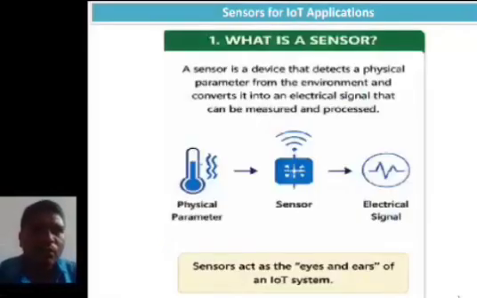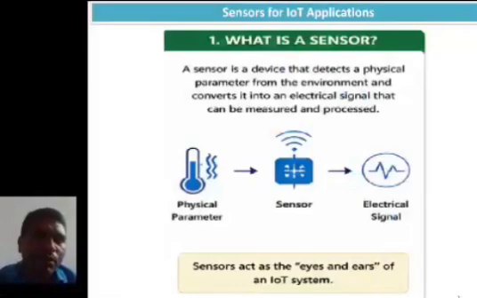So first we can discuss what a sensor is. A sensor is a device that can detect a physical parameter and convert it into an electrical signal. Some examples of physical parameters are temperature, light, motion, and pressure. In simple terms, a sensor acts like the eyes and ears of an IoT system.